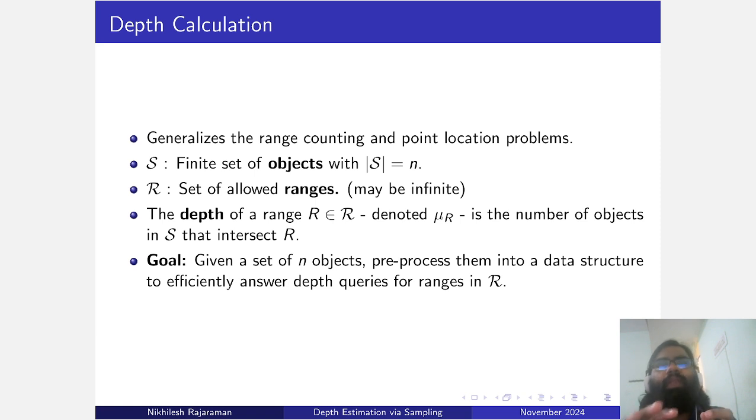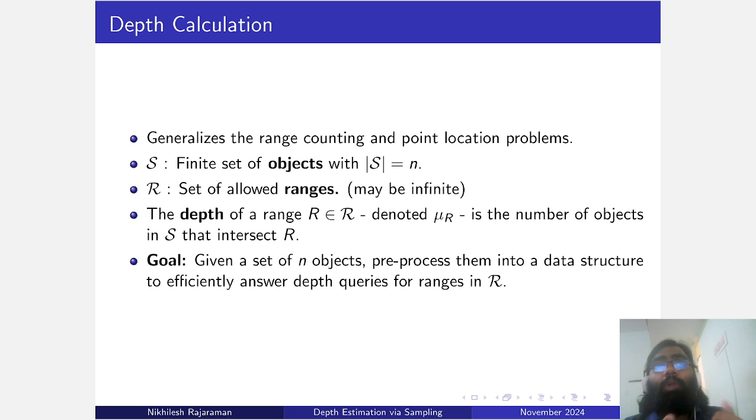Now the depth of a range is defined as the number of objects that intersect it. And in this case, it exactly counts the number of points that lie inside the range, because when we're talking about points, intersection is really the same as containment. So range counting happens to be the same as depth calculation under this setup.